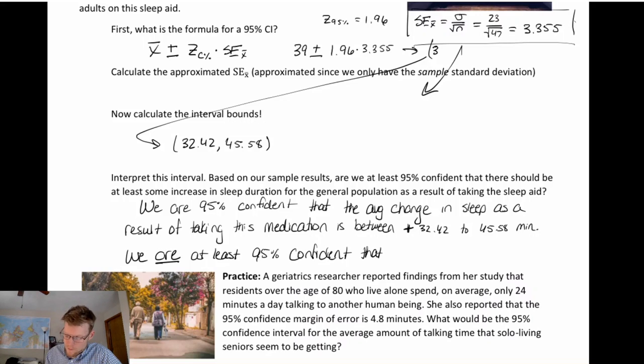That mu is above 0, that there is at least some increase on average. Now, we can't make this statement again about individuals, so I wouldn't say that I'm 95% confident that 95% of individuals will have an increase. I don't know that, but I do know that the average increase in this population does seem to be between this range and certainly seems to be above 0.